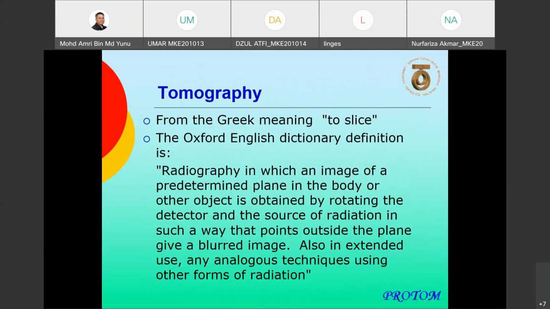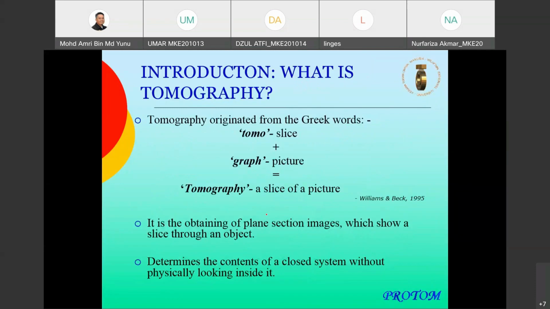So what does tomography mean? It means a picture of a slice basically. Tomo is to slice, so a slice of a picture. So it's basically to obtain a cross section image of an object. We want to look through the object, to see what is inside the object without having to actually cut the object physically.